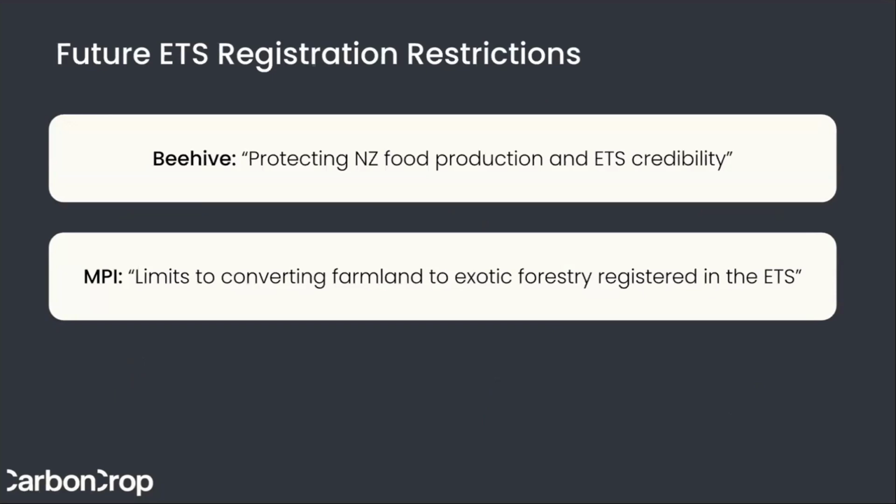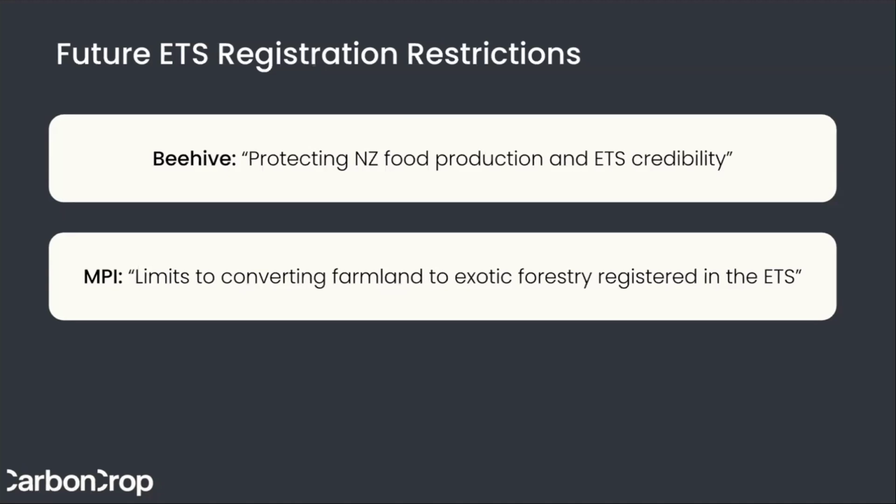The two different titles it was given by the Beehive announcement and then the Regulator, Ministry for Primary Industries, announcement was from the Beehive, the tagline was protecting New Zealand food production and ETS credibility, and MPI was limits to converting farmland to exotic forestry registered in the ETS. So one of these, I think, signals the intent. The other signals the mechanism. It is definitely going to limit conversion of farmland to exotic forestry registered in the ETS to some degree.